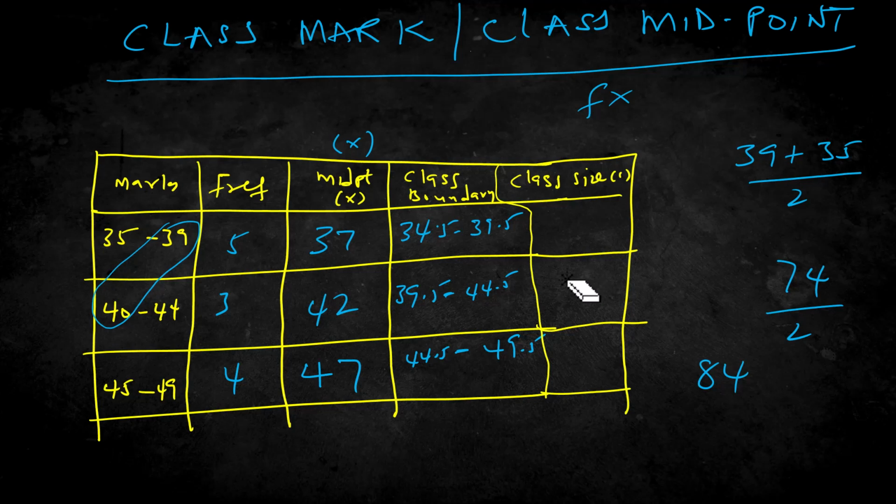So let's talk about the class size. We said no boundaries, no class size. So knowing the boundaries will help us get a class size. So we have 39.5 minus 34.5. So this side is 5. Then 44.5 minus 39.5. So this side too is 5. 49.5 minus 44.5. This side too is 5.